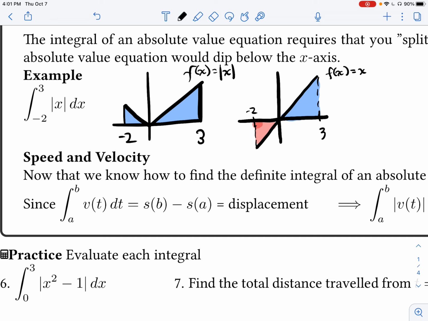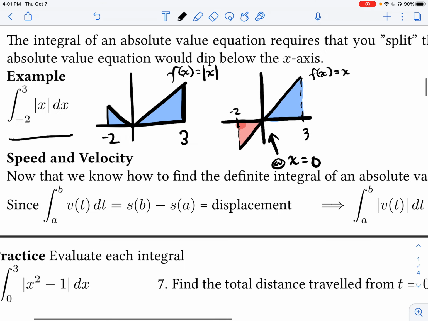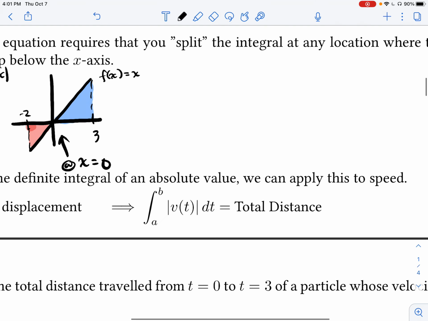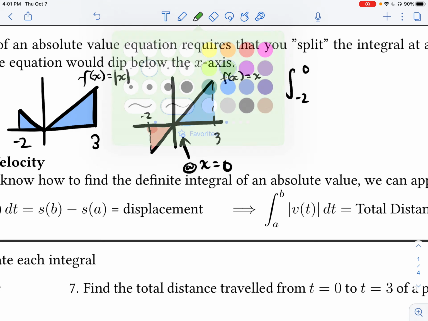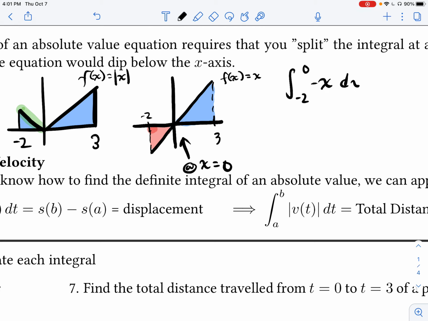Okay? So notice, where did my non-absolute value function dip below the x-axis? Right here at x is equal to 0. So what that means for us, to evaluate this integral of the absolute value of x from -2 to +3, we will do the following. We'll write this as the integral from -2 to 0. I'm going to create two separate integrals here. Now, what is the function that we're evaluating from -2 to 0? We'll go back to our absolute value function. What is the function here from -2 to 0? It is going to be operating as -x dx.